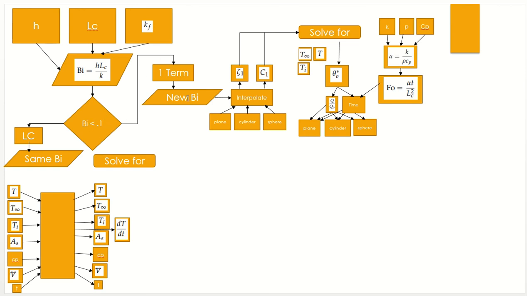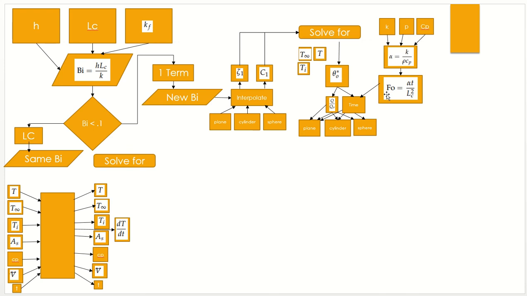Okay, so then I need a new Biot number, and then based on the geometry, if it's an infinite plane, cylinder, or a sphere, it'll then interpolate your zeta 1, C1 values, and then it'll go to a solve. What it does is it solves for this theta star naught, which is a non-dimensional group, and the way I set it up is that it actually converts the one-term solution into this value first before solving for the Q, your heat ratios, your temperatures, or your time for your respective geometries.